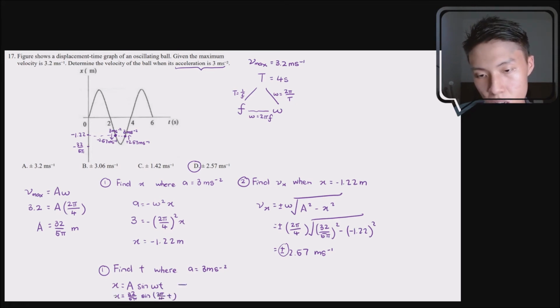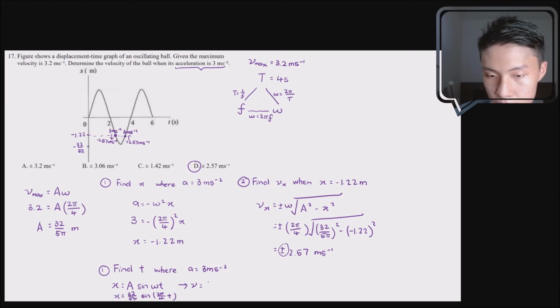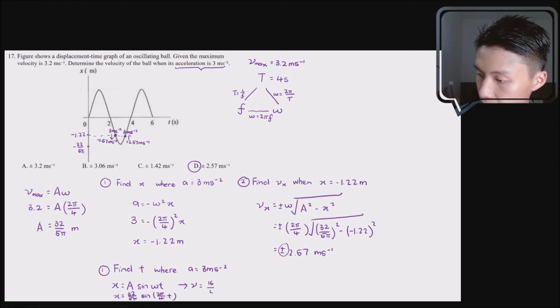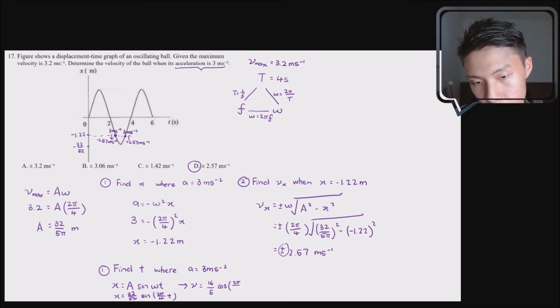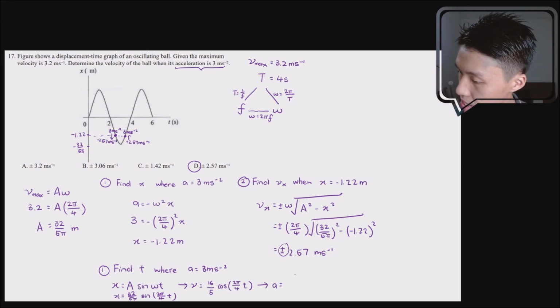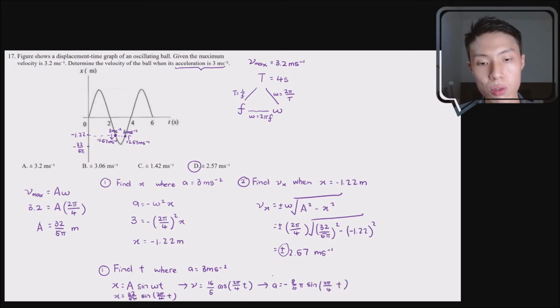Then you can differentiate this to get the equation of v. The equation of v is 16 over 5 cos(2 pi over 4 t). Then you can continue to determine the acceleration through another round of differentiation, and you'll find that the acceleration will be negative 8 over 5 pi sine(2 pi over 4 t). Okay, so now using this equation, you put in 3 meter per second square, then you get the time where the acceleration is 3 meter per second square.